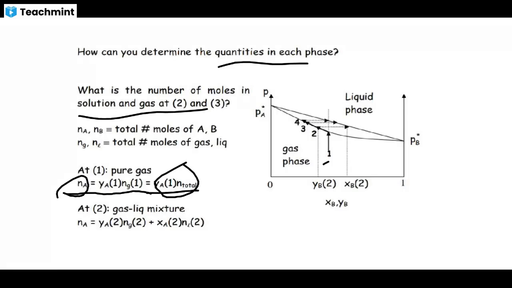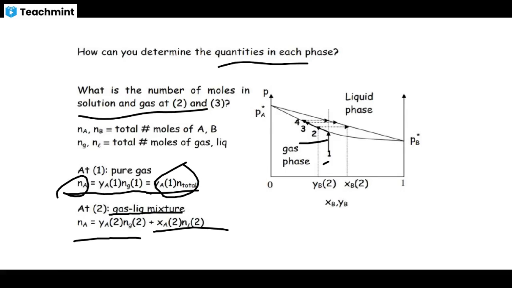Okay. And at 2, here at 2, is the gas-liquid mixture. So now nA is nothing but yA n gas plus xA n liquid. Now the gas and liquid both exist.